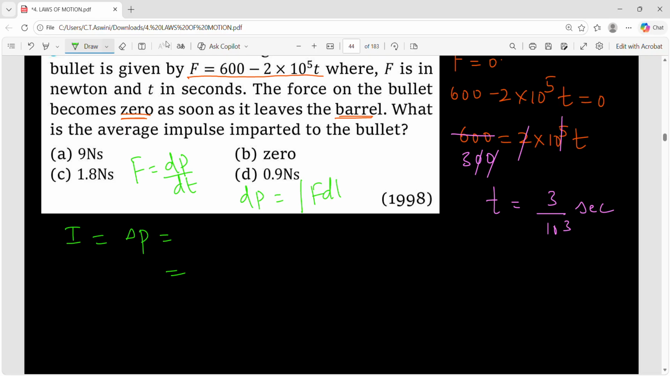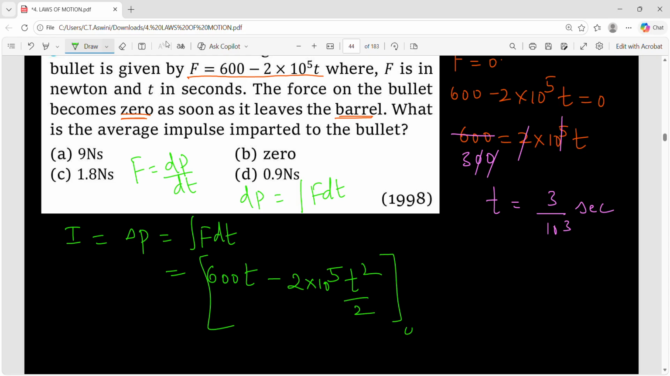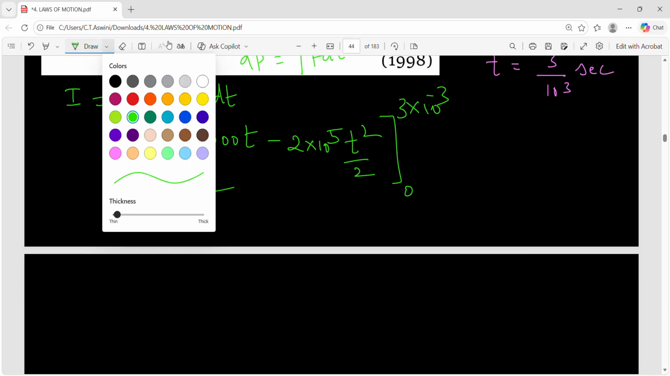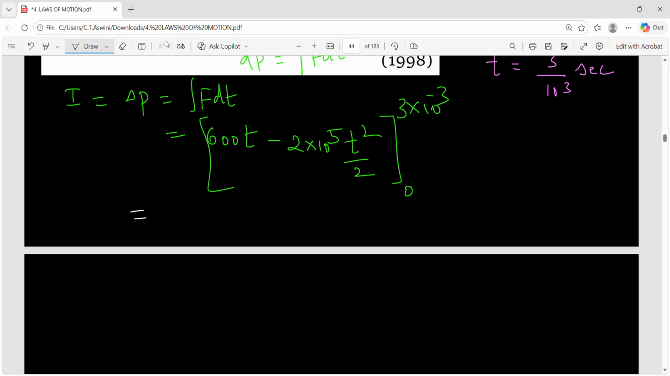for F we will take it as dp by dt, and for change in momentum we will take the integral of F dt, because some expressions are given. So impulse is now the integral of F dt. So integrate F, what will you get? 600 integration is 600 t minus 2 into 10 to the power 5, t integration is t square by 2. And apply the limits 0 to 3 by 10 power 3, you can take it as t equals 3 into 10 power minus 3. Just substitute and simplify, what will you get?